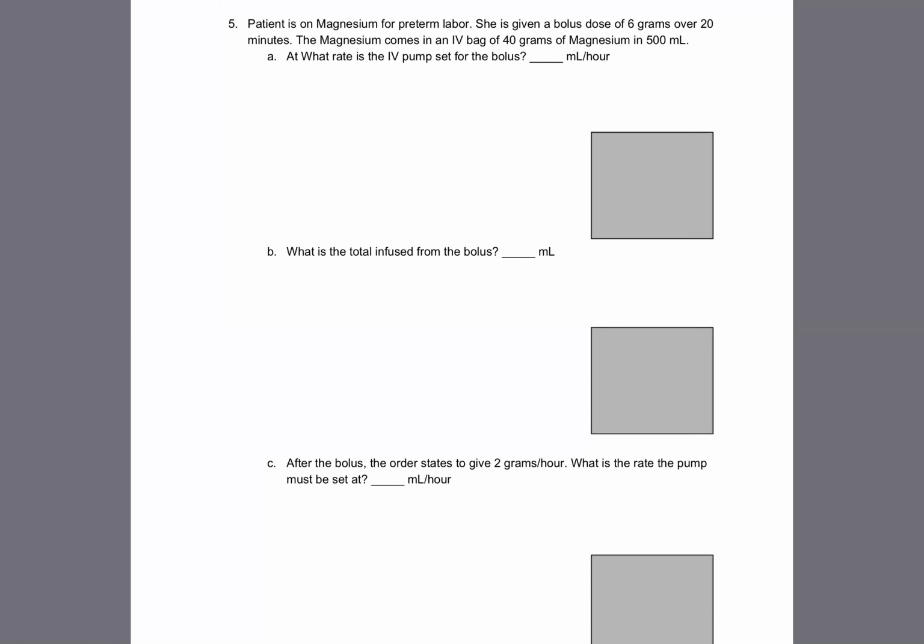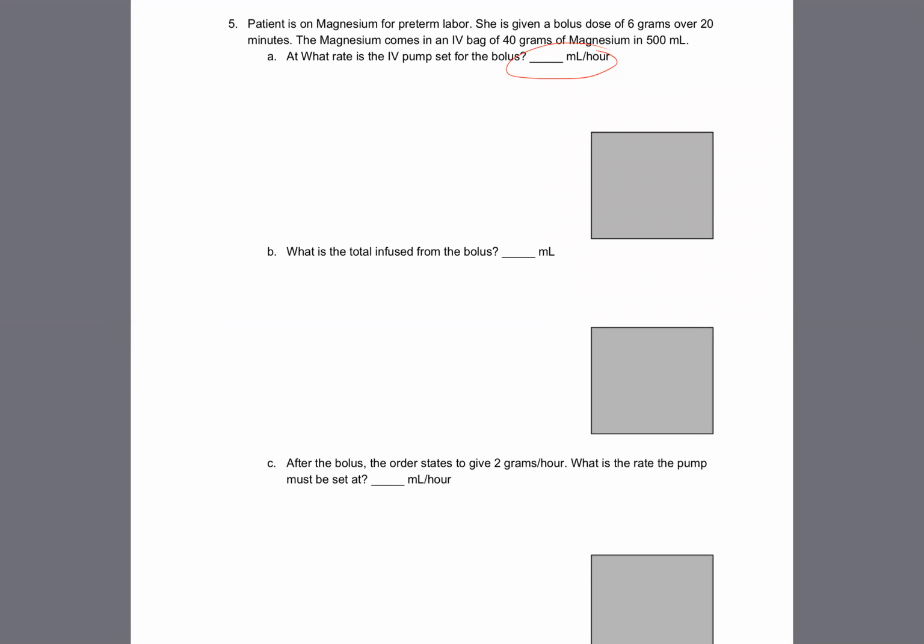Finally, number 5, patient is on magnesium for preterm labor. She is given a bolus dose of 6 grams over 20 minutes. The magnesium comes in an IV bag of 40 grams of magnesium in 500 mLs. At what rate is the IV pump set for the bolus in mLs per hour?